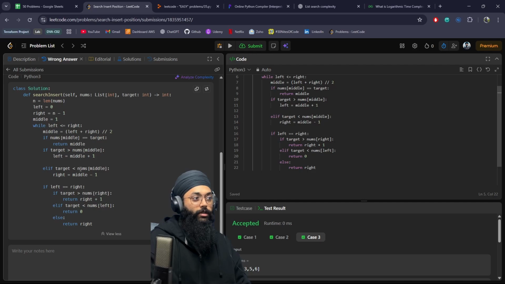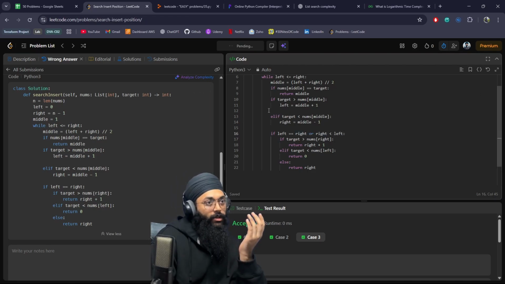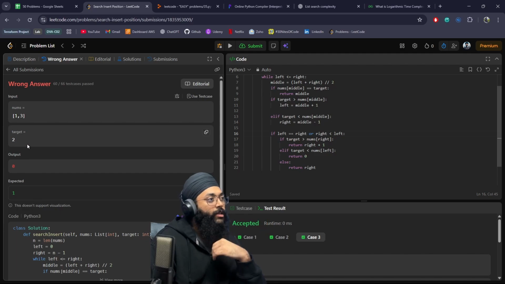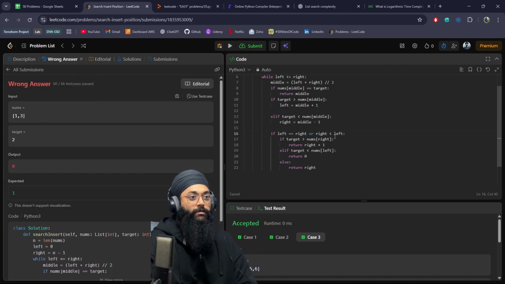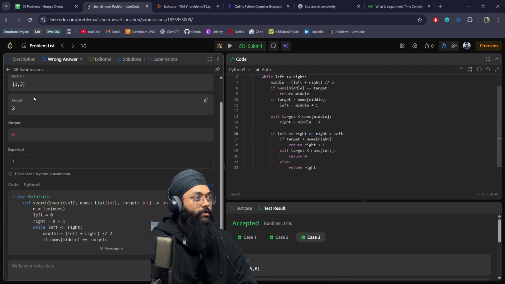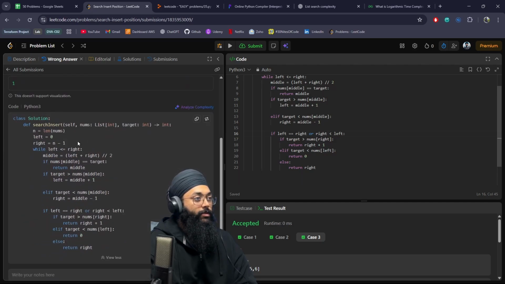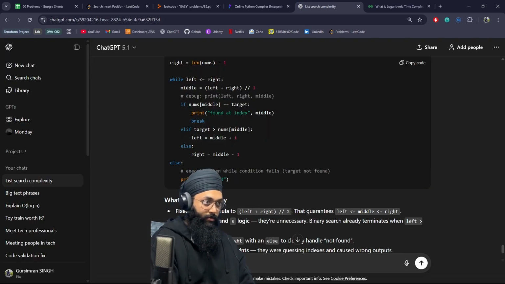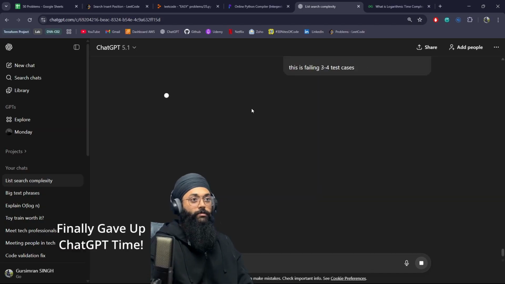I can easily fix it if I put it here, or like this, or left. Wait, I think it's like this one. I think it's right, but it's wrong. One hour later.